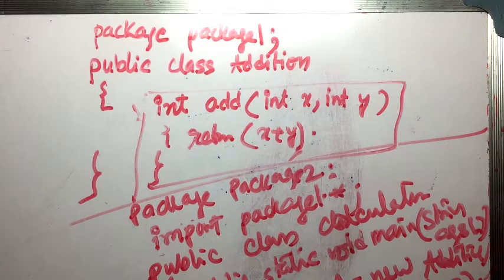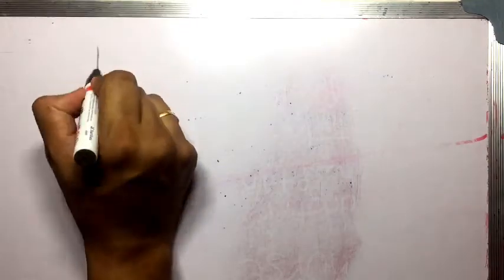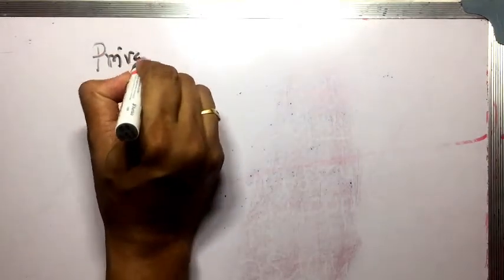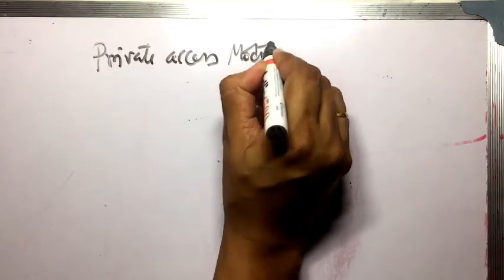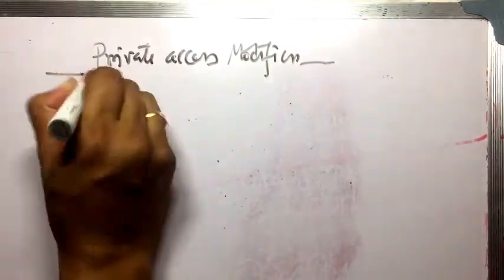And the second one is the private access modifier.